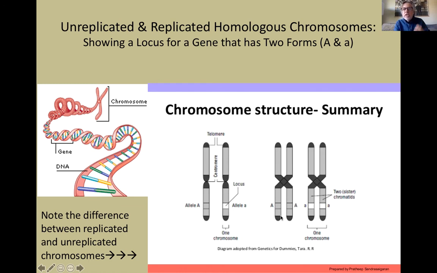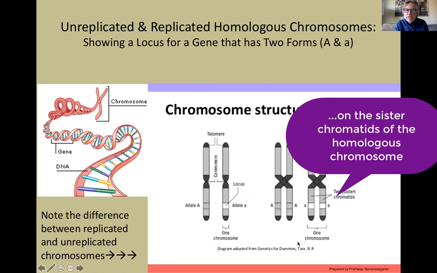Normally, when the cell is not in active division, the chromosomes will look like this, but they won't be visible. They'll be a single, long, linear strand of DNA. The other thing I want you to notice about this is that the form of the gene is different. It's called allele big A over here and allele little a over here. So on the replicated chromosome, the big A's are on the identical loci on the sister chromatids, and the little a's are in the same place on the sister chromatids.